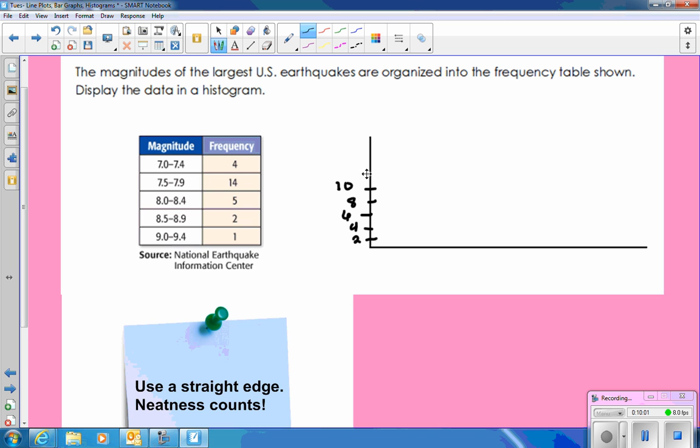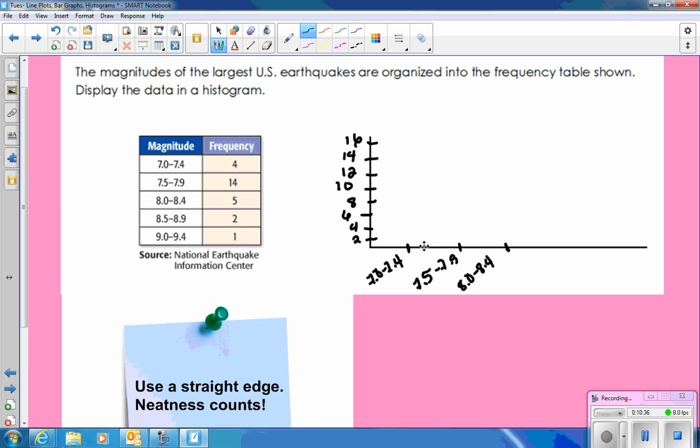It'll be a little messy because I'm creating it myself, but you could use a ruler to help you out with this process. And please remember, we are going to label all the way up. And I did say a minute ago that they start at 0, but they don't have to. Like in this particular case, we've got 7.0 to 7.4. That's going to be my first bar. And then 7.5 to 7.9 is going to be my second bar. And then 8.0 to 8.4.